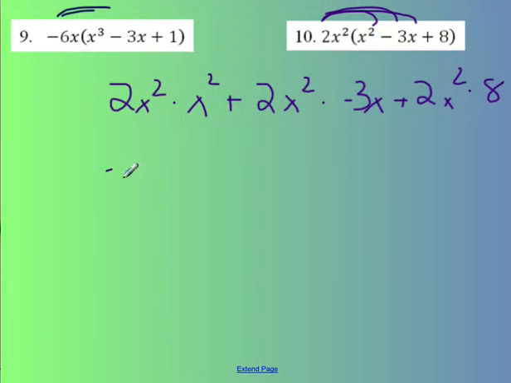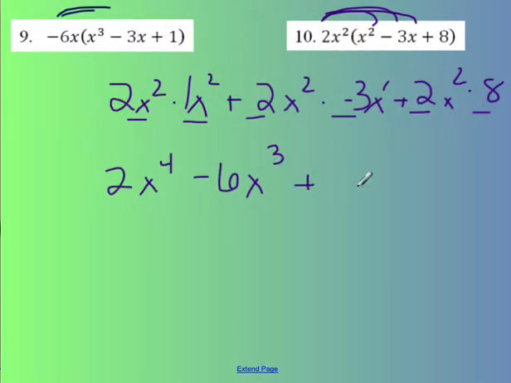Well, this is going to stay 2 because this is the same as 1x squared. X squared times x squared, you're going to add those exponents and you get x to the fourth. Next, we have 2 times negative 3, which is negative 6. X squared times x to the first is x cubed. 2 times 8 is 16, and then you get x squared.